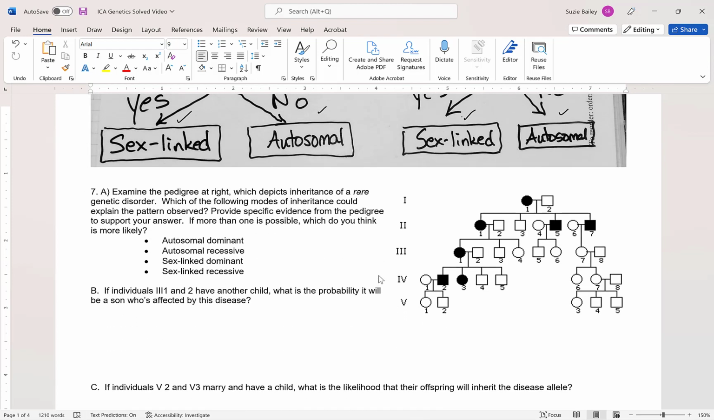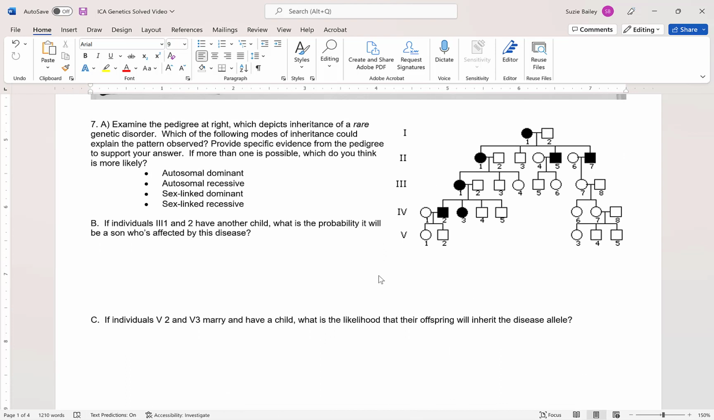So let's tackle the pedigree in question number 7 and apply that logic. So again, very first thing we want to do is determine the mode of inheritance. So which of the following modes of inheritance could explain the pattern observed? Autosomal dominant, autosomal recessive, sex-linked dominant, sex-linked recessive. So we're looking for dominance versus recessivity first. And again, what we're looking for is silent carriers. So do we see any examples where someone is affected, is showing this genetic disorder, but neither of their two parents show it? Do we see silent carriers?